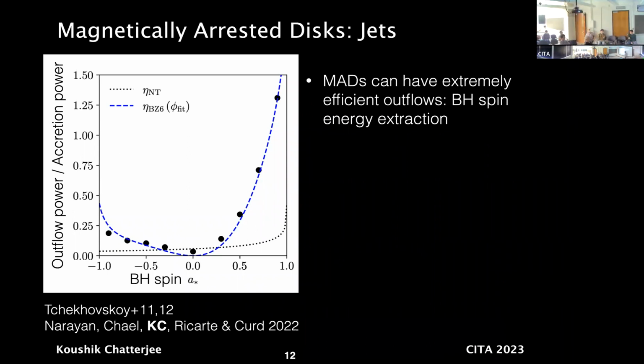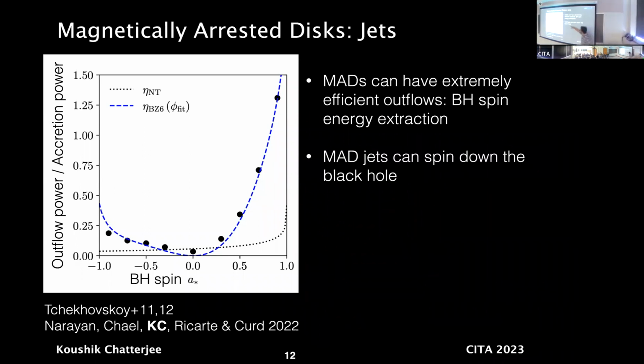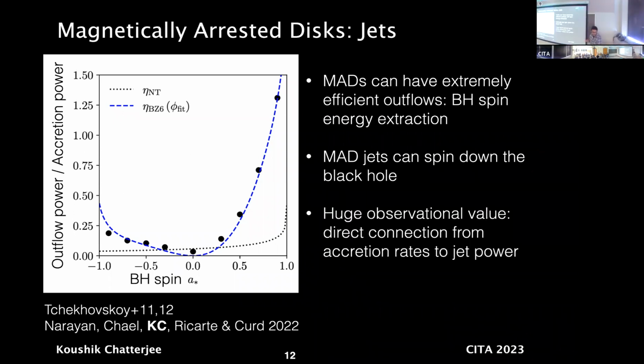So that's why I'm calling it outflow efficiency, let's say. Now, the interesting part is, of course, because you have a larger amount of energy going out rather than coming in, MAD jets, so jets for very highly spinning cases, actually spin down the black hole. And of course, MADs have a particular saturation value of the magnetic flux on the black hole. So it provides a direct link between the input accretion power and the output jet power.